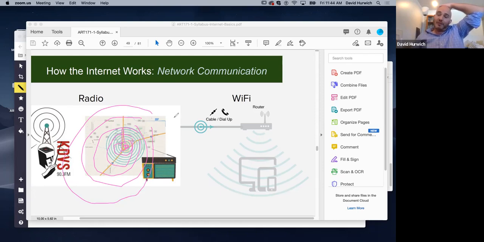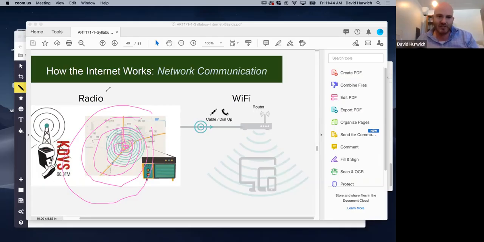Eventually, what's going to happen, so if you live in a city, you can access the radio in your car, or if you have a radio, you can access it if you're within that area. Okay. Now, eventually what happens is radio waves die out. They're not strong enough to keep going for infinity. There's something called decay.